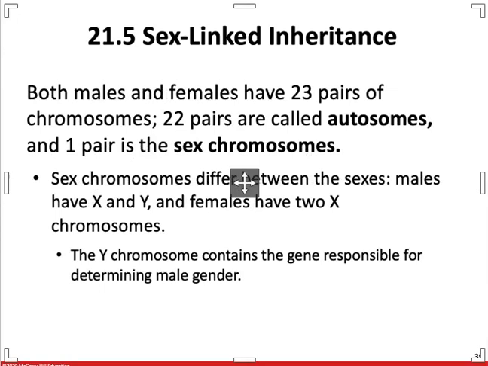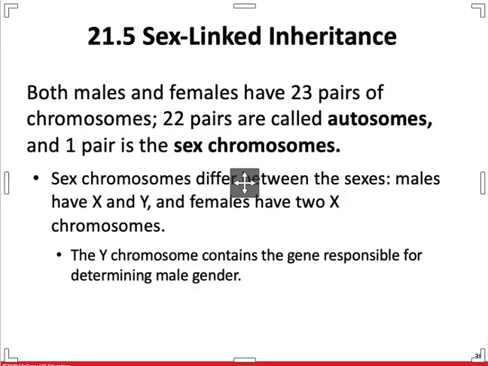22 of those chromosomes are referred to as autosomes. One pair is going to be referred to as the sex chromosome. That sex chromosome is going to be responsible for coding for all of the information needed to make the individual present as male or female.